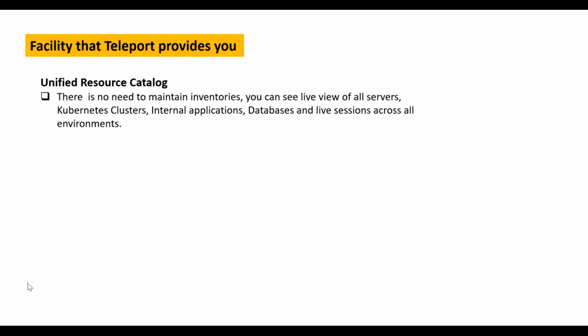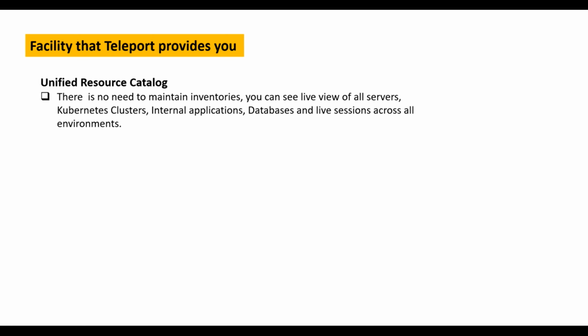Now let's understand what facilities Teleport provides us. The first thing is the unified resource catalog. The moment you log in to Teleport, on the left-hand pane you can clearly see all the options, which I'm going to show you in these sessions, where you can find how to connect to Kubernetes clusters, servers and the rest of your tech stack. And that is what it is saying: there is no need to maintain inventories, right?